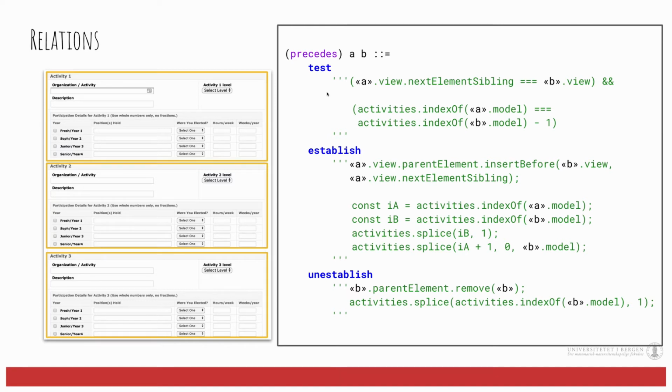Test is a predicate to check whether the relation holds on the two component arguments A and B. As we will see later, A and B are here defined to be an object with two properties, view and model. We specify that A precedes B if B directly follows A in both the view and the model. The next two JavaScript procedures, establish and unestablish, are executed in order to make the relation hold or not hold, respectively. To establish the relation precedes on two components A and B, we insert B after A in the view and in the model. To unestablish the relation, we choose to remove B from the DOM and the model.